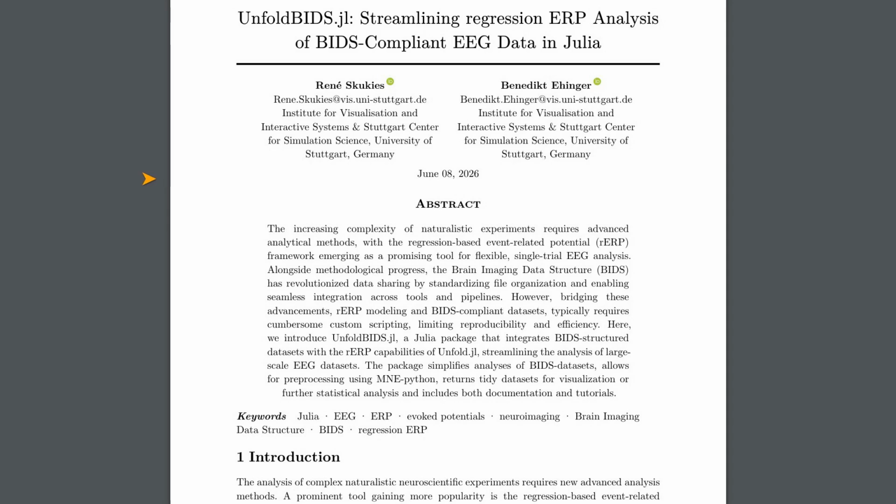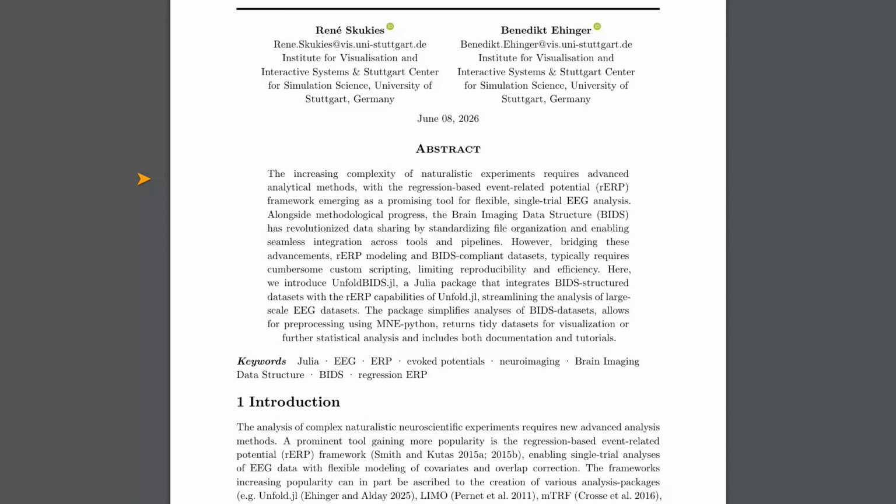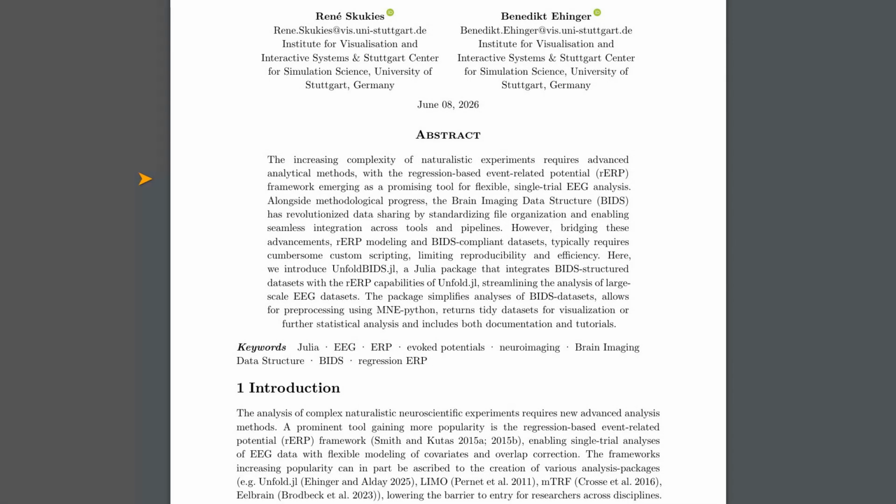This new tool, written in the super fast Julia programming language, connects BIDS formatted data directly with a powerful rERP analysis tool called Unfold.jl. What does this mean for researchers? It means they can do super complex brain analyses much more easily. Instead of writing lots of custom code, they can use just a few commands. The package is designed to be really efficient, even with massive datasets from hundreds of participants. It can even work with data that's already been pre-processed using other popular tools like MNE-Python, offering a smoother workflow.